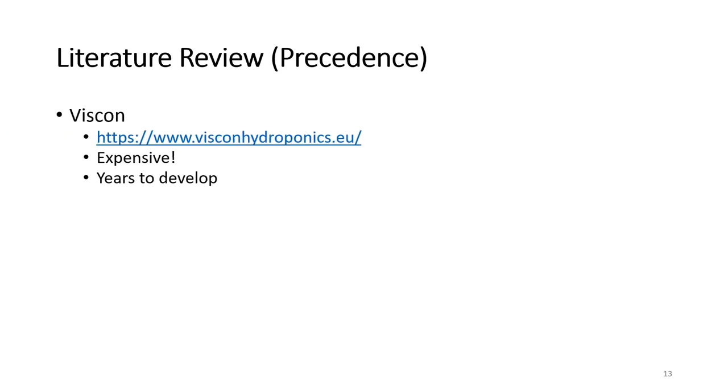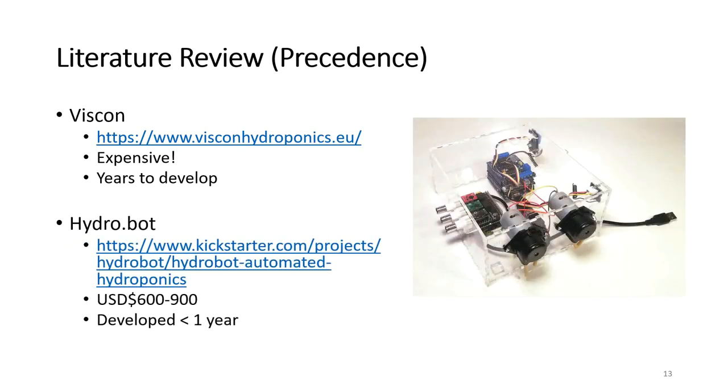Automating hydroponics is not a new concept. Such a famous system is called Viscon and is fully automated. This system controls everything but cost millions of US dollars and took many years to develop. On a smaller scale is the Hydrobot. This Kickstarter is similar to Izzy Hydroponics.